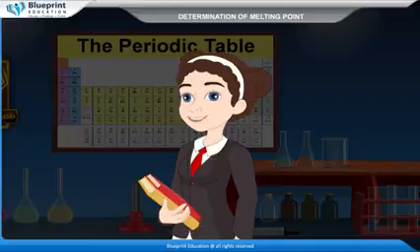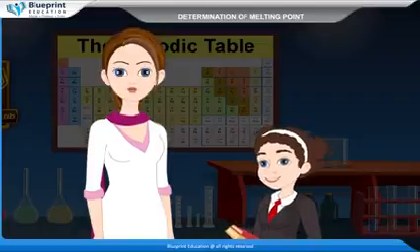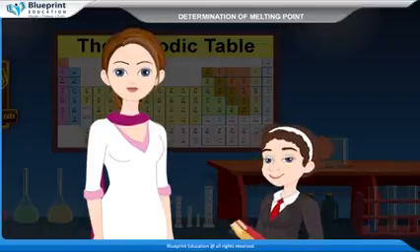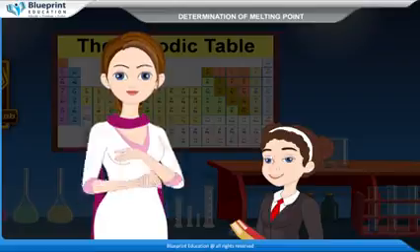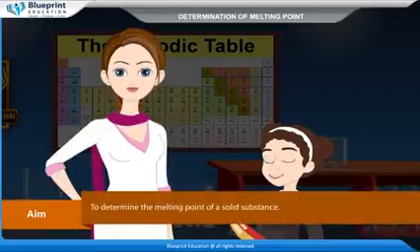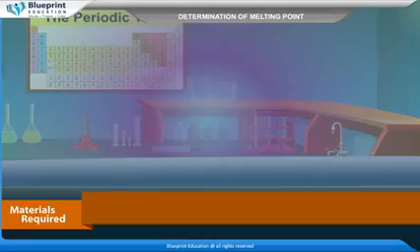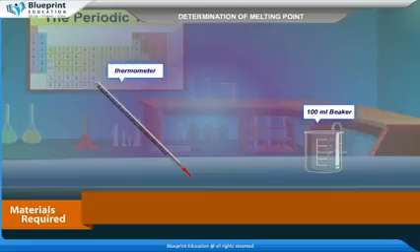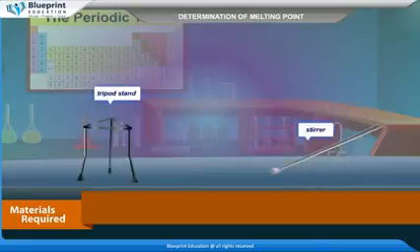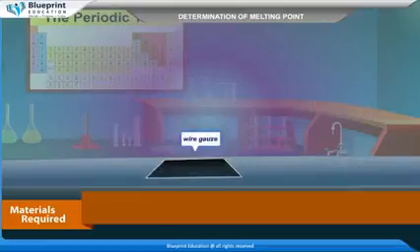How can we determine the melting point? Let us do an experiment to determine the melting point so that you can understand it easily. Aim: to determine the melting point of a solid substance. Materials required: thermometer, 100 ml beaker, tripod stand, stirrer, thin-walled capillary tube, heating medium (water or paraffin), wire gauze, etc.